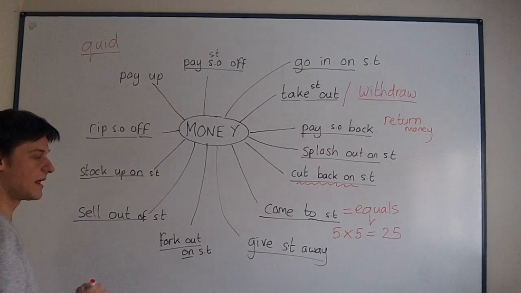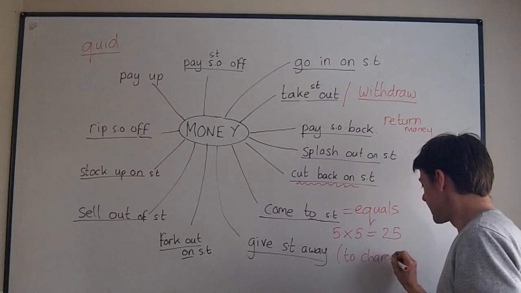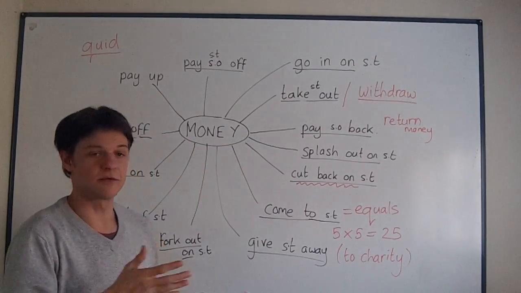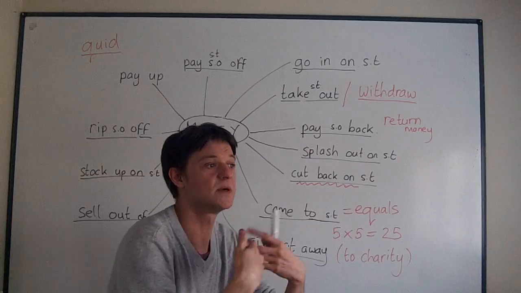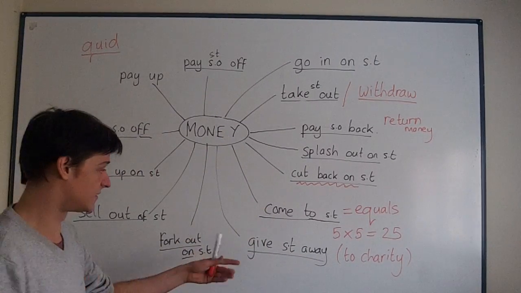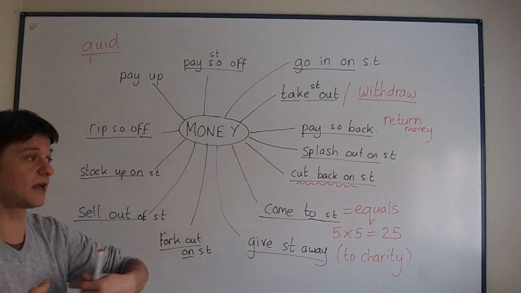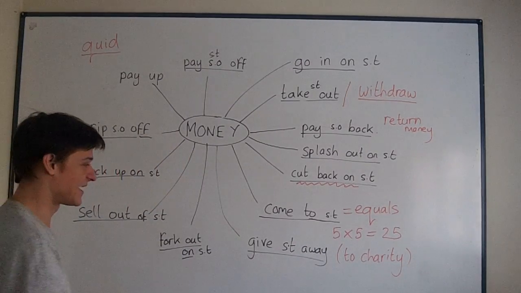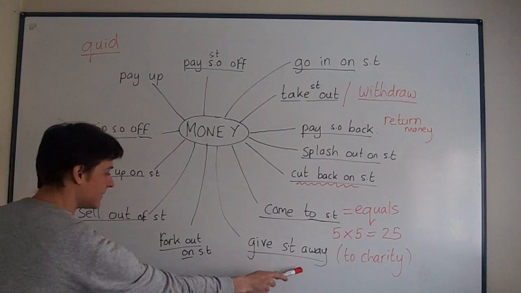Okay, give something away. It often means to charity, and I'll put that in brackets, to charity. For example, you give your clothes away because you don't need them anymore. You don't take money when you give something away. You do it for free. And that's why I put it here connected to money, because often you use it in the sense of I gave all my money away. You could say that if you gave all your money to charity, you gave all your money away. I don't think anyone's ever done that, but nonetheless, that's how we use give away.